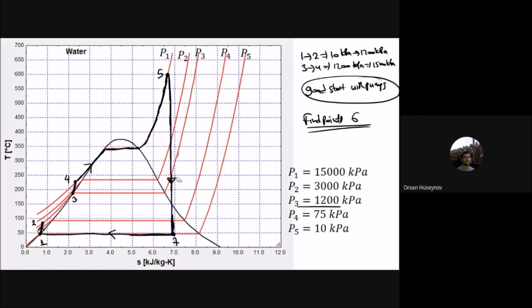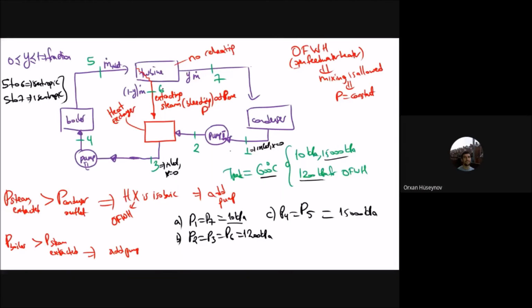So let me erase this small one here and put a different arrow here. You will have that arrow. And the 6 will be on the 1.2 megapascal line, and it should be also isentropic. You can see that 5 to 6. And this is point 6. Okay, and this point 6 is alone, but I should meet this 6 with the 2 and with the 3.